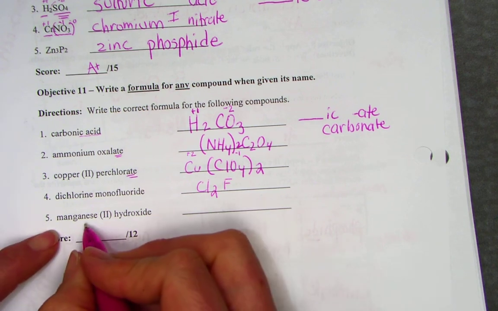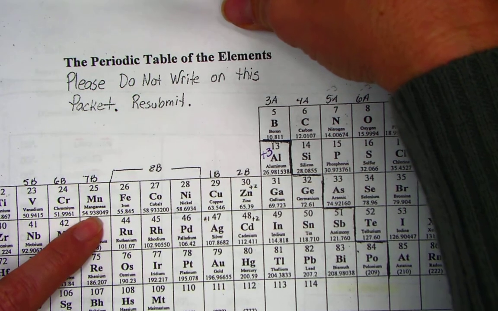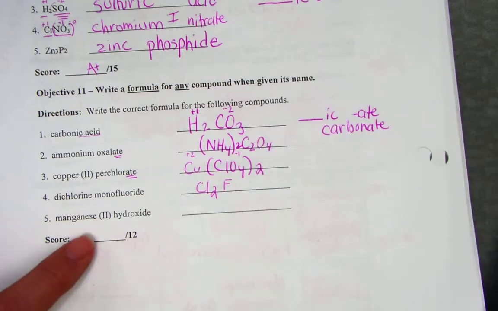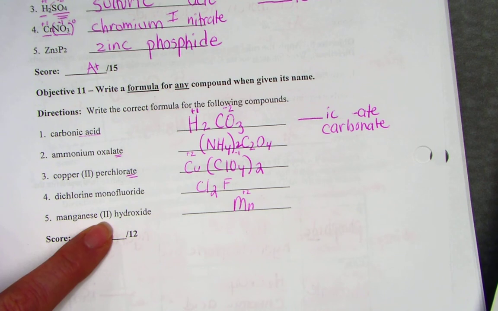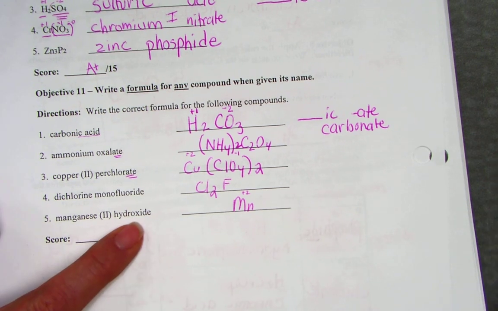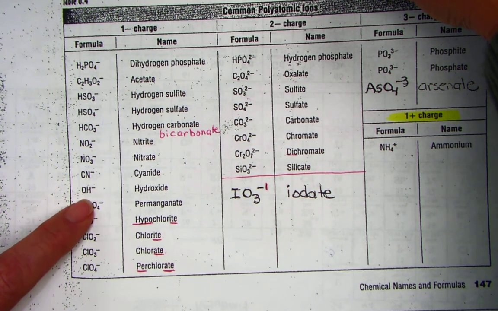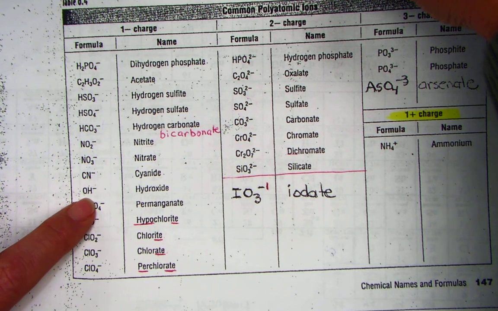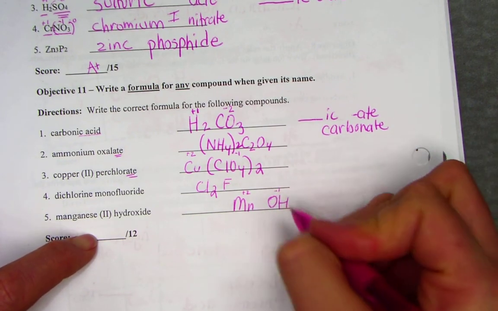Number 5, manganese, Roman numeral 2, hydroxide. Manganese is an element in the heartland, so I need a Roman numeral. Manganese is the symbol Mn. It's going to carry a +2 charge. The Roman numeral tells us that. Hydroxide is our polyatomic ion in the first column. Cyanide and hydroxide, those are the 2 polyatomics where we hear "ide" endings. They're a group of atoms acting as a unit. So OH, and it's a -1.